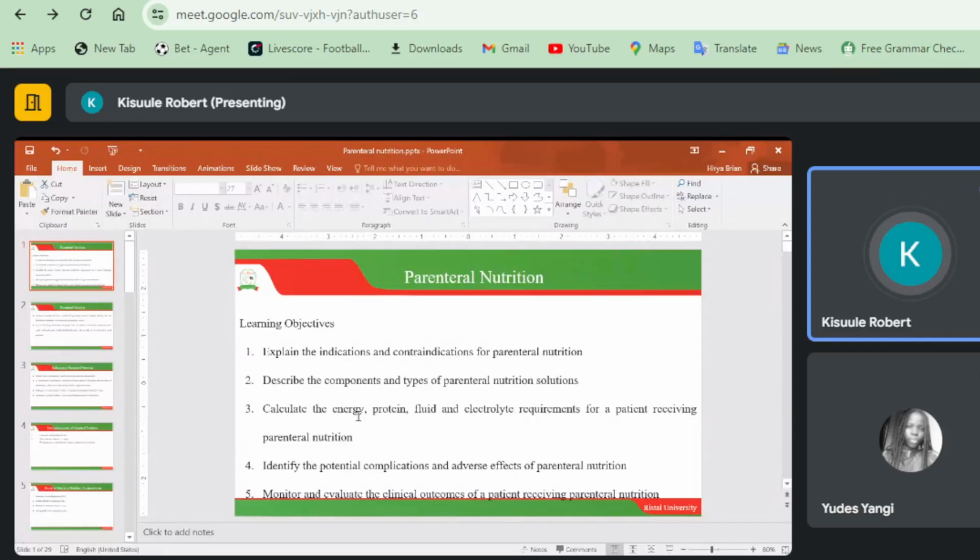We had looked at parenteral nutrition. The earlier engagement, the first engagement we had looked at the nutrition care process and a brief introduction to clinical nutrition. Looking at the nutrition care process, we realized the four steps: the nutrition assessment, the nutrition diagnosis, the nutrition intervention. Then finally, we looked at nutrition monitoring and evaluation.